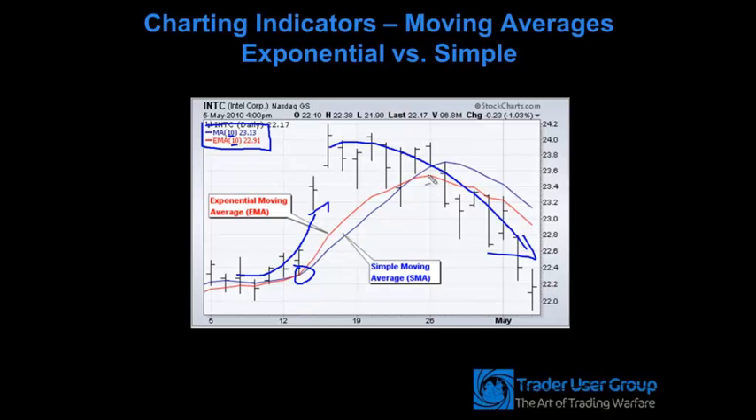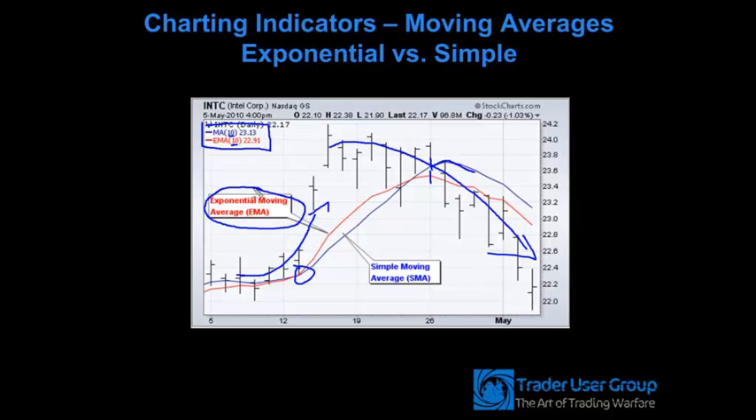And then you've got this topping action, and then you've got a movement down with the underlying security. You can see the exponential moving average actually starts its move down right here. The simple moving average continues up 1 more bar, and then it starts rolling down. So you're going to get a little bit more sensitivity in the exponential moving average.